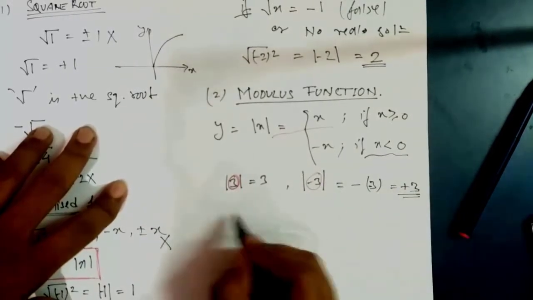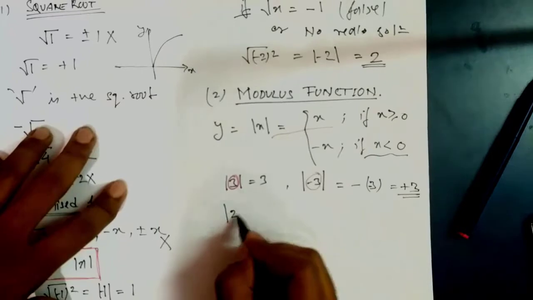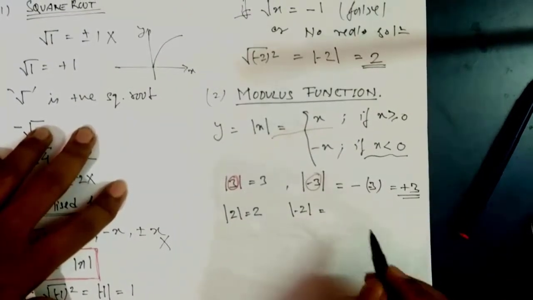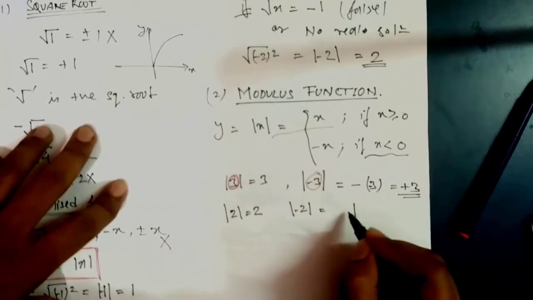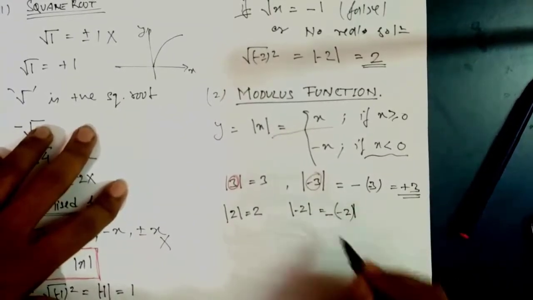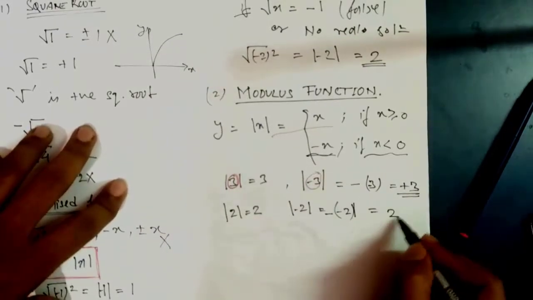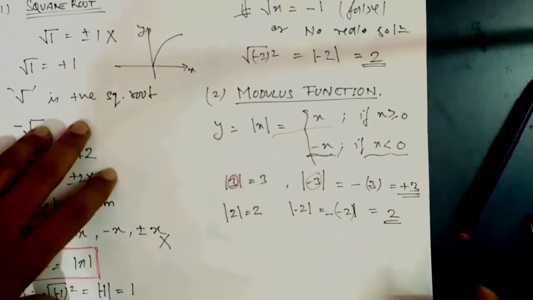One more example: mod of 2 is equal to 2, and mod of minus 2, since minus 2 is already less than 0, it will put a negative sign ahead of minus 2. This is what it does here, and it will make it positive. This is how a modulus function works. Now let's see the graph of the modulus function.